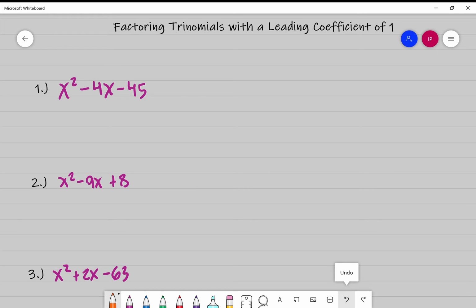Hello everyone. In this video, we'll be factoring trinomials with a leading coefficient of 1. And all a coefficient means is the number in front of a variable. And the leading coefficient is the variable with the largest exponent. So it's basically saying the leading coefficient is 1, which is this one right here.